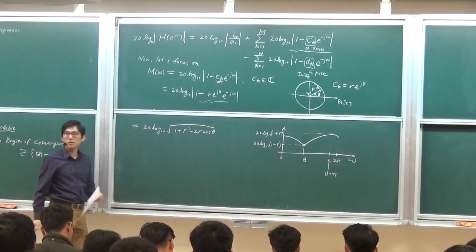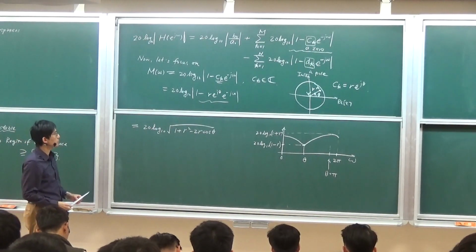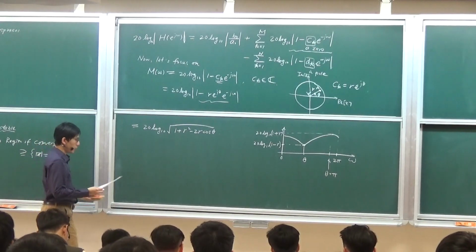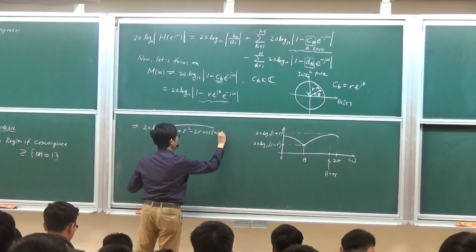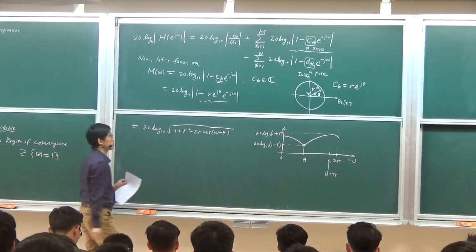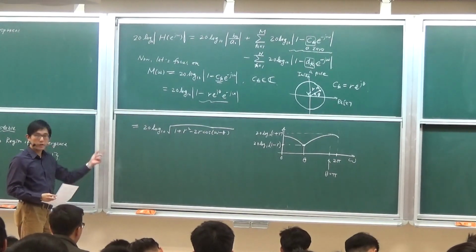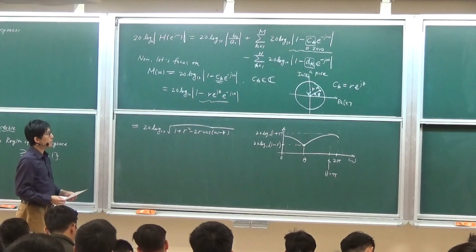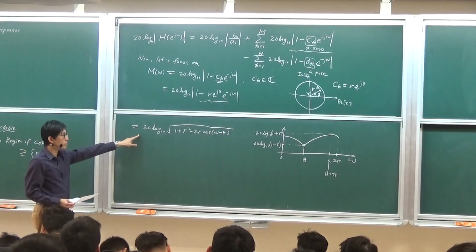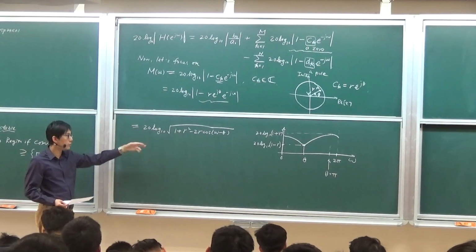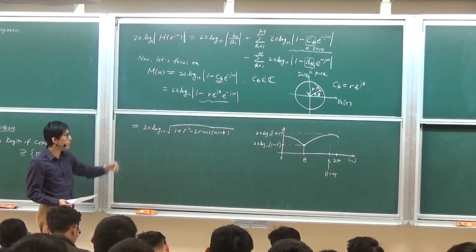You can work it out. Wait, not cosine theta, it's omega minus theta. Sorry about that. Okay, so that's the expression. Any questions here? So it's actually not that hard to derive the closed-form expression for the magnitude response of this zero.